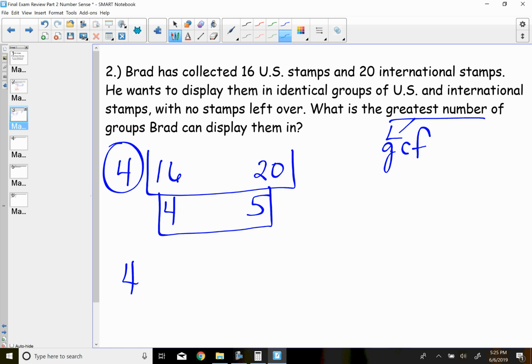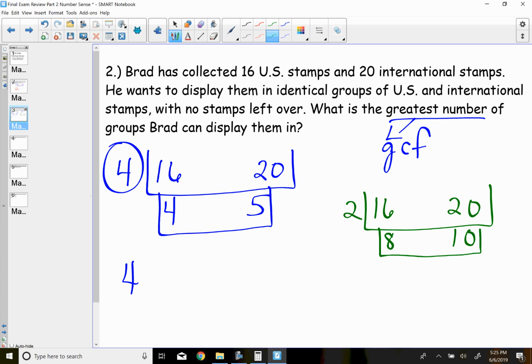So we get 4. And I want to show you that even if you had used the 2, that you would still end with 4. So let's go back and say, I only taken a 2 out. So 16 divided by 2 is 8. 20 divided by 2 is 10. There's the next layer. But again, I always check that layer. They're both even, so I can take a 2 again. 8 divided by 2 is 4.